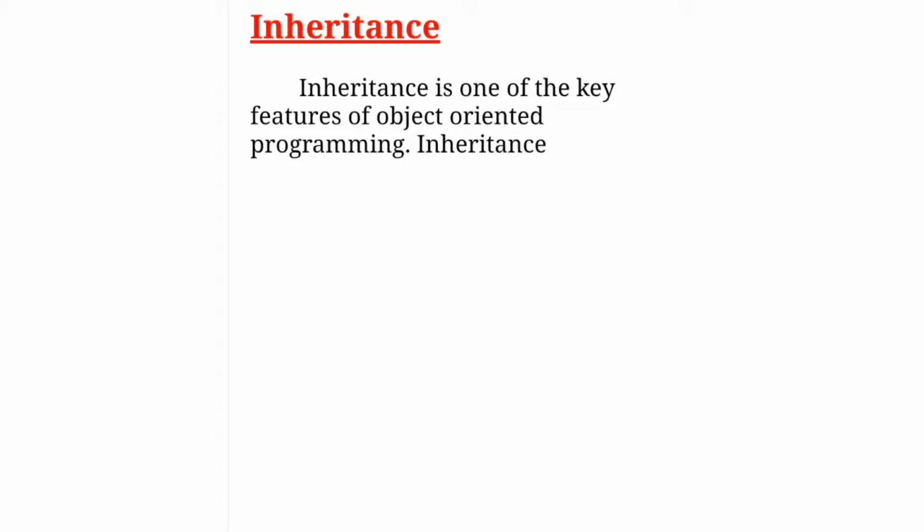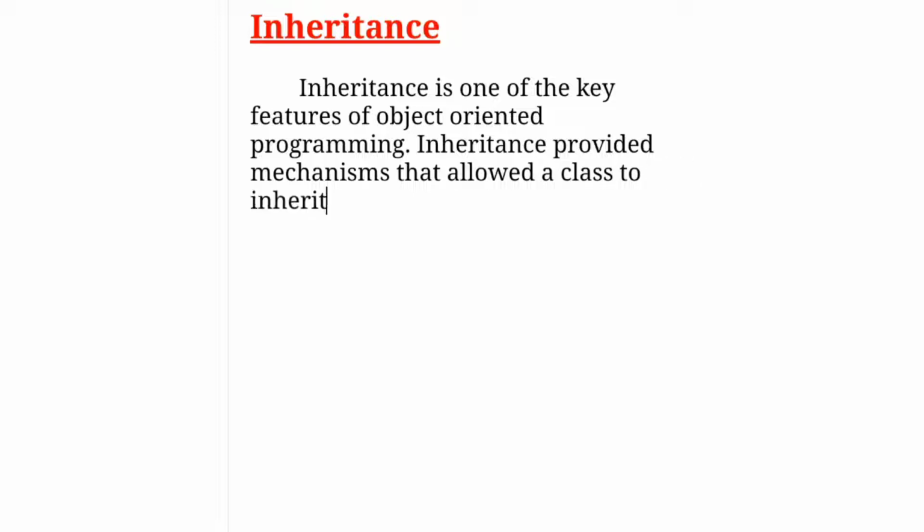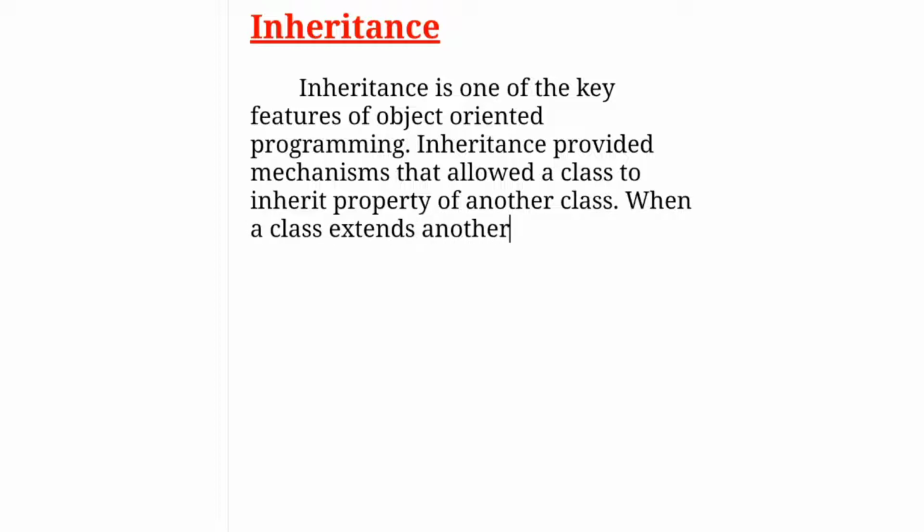Inheritance is one of the key features of object-oriented programming. Inheritance provides mechanisms that allow a class to inherit property of another class. When a class extends another class, it inherits all non-private members, including fields and methods.